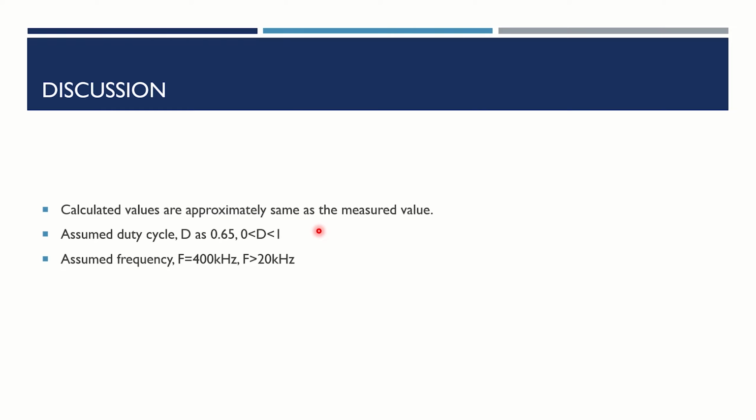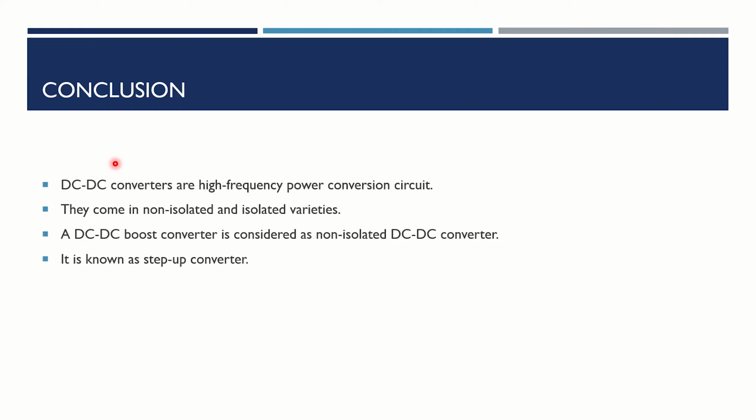20 kHz. In conclusion, DC to DC converters are high-frequency power conversion circuits. They come in non-isolated and isolated varieties. A DC to DC boost converter is considered a non-isolated DC to DC converter. It is known as a step-up converter that steps up voltage from its input to its output.